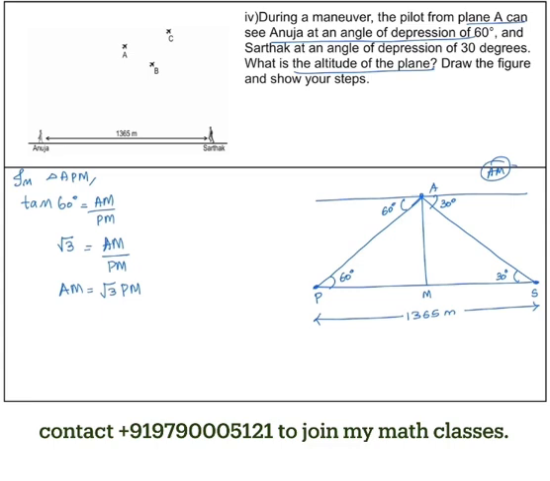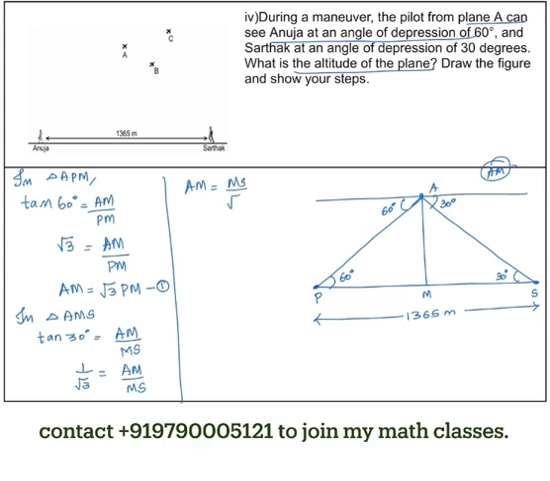The same way we will get the value for AM using the triangle AMS. Let this equation be named as 1. In triangle AMS, tan 30 is equal to AM upon MS. Tan 30 is 1 upon root 3, equal to AM upon MS. From here we get AM is equal to MS upon root 3. This is equation 2.